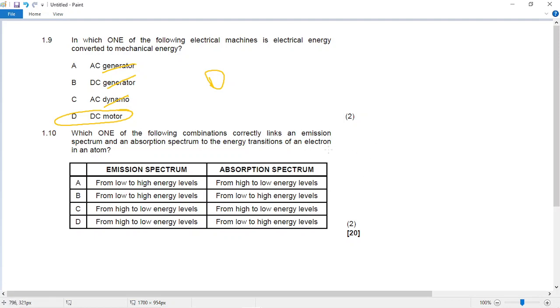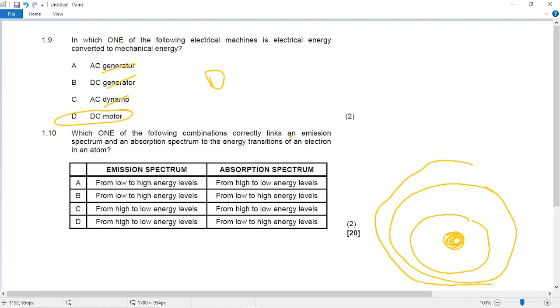Now we come to 1.10. Which one of the following combinations correctly links an emission spectrum and an absorption spectrum to the energy transitions of an electron in an atom? Remember, when we talk about spectra, if we think about the nucleus of an atom, we have, according to Mr. Bohr's theory, all of those little levels of the atom, which, if you remember from grade 10, we were going 1s2, 2s2, 2p6, okay?